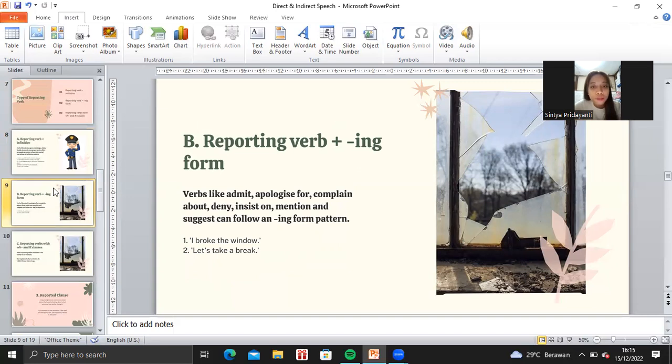Reporting verb plus ing form. Verbs like admit, apologize for, complain about, deny, insist on, mention, and suggest can follow the ing form pattern. For the first direct speech: I broke the window. So the indirect speech is: she admitted breaking the window. And the second direct speech is: Let's take a break. The indirect speech is: she suggested taking a break.